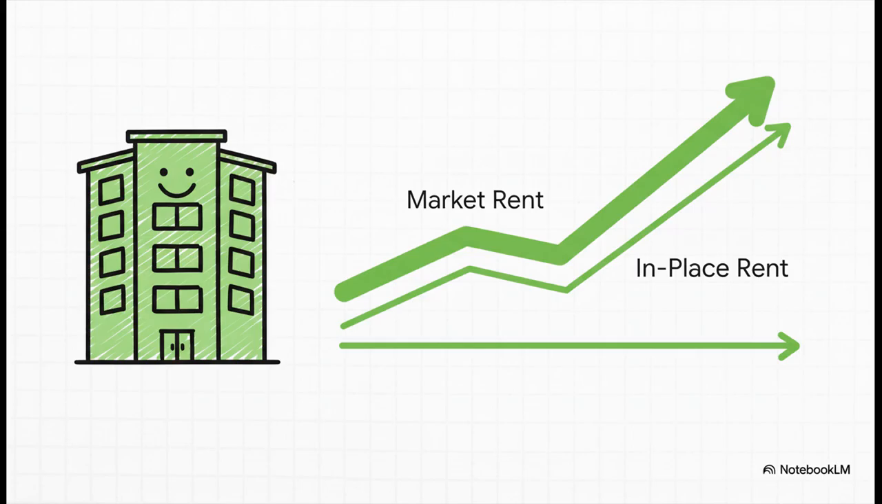A healthy property looks something like this. The market rent line is climbing steadily up, and right behind it, your actual in-place rent is chasing it, closing that distance with every renewal and every new lease. We call this burning off your loss to lease, and it is exactly what you want to see. The gap is there, sure, but you're controlling it. It's stable, or even better, it's shrinking.